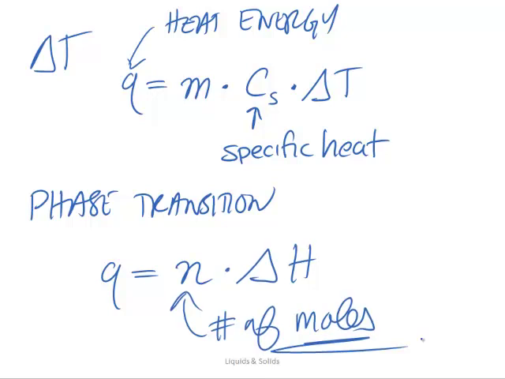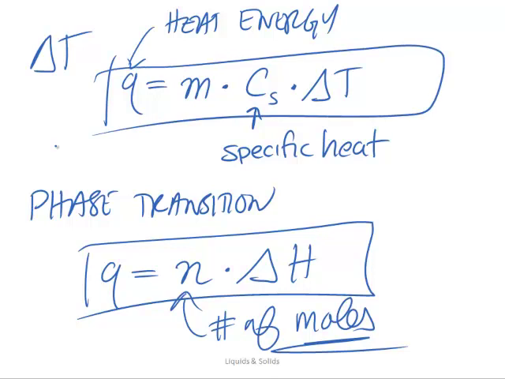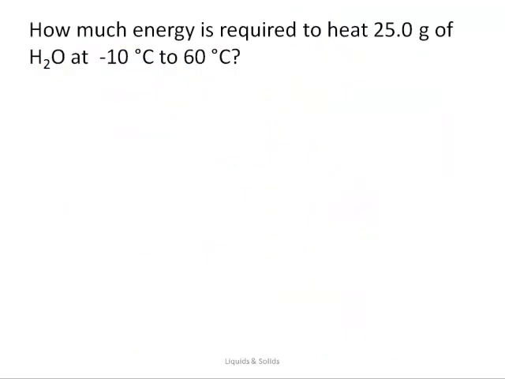Okay, so those will be your two equations that you need when you're determining how much energy it takes to do some process for a substance. Now we're going to do examples with water, but the same calculations would hold true for any substance. They would just have different values for specific heat or delta H. Okay, so let's do one. Let's calculate the energy needed to heat 25 grams of water from negative 10 degrees Celsius to 60 degrees Celsius.